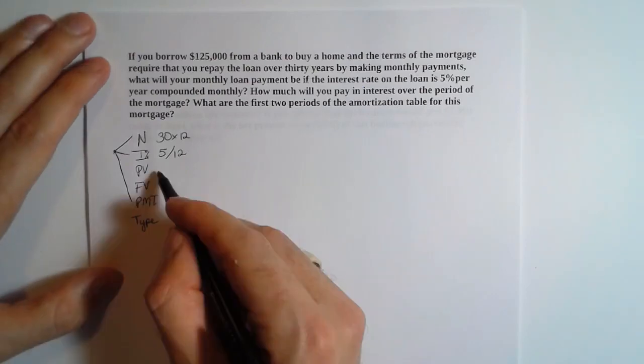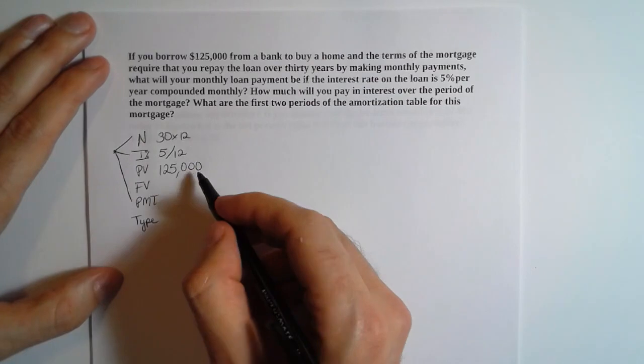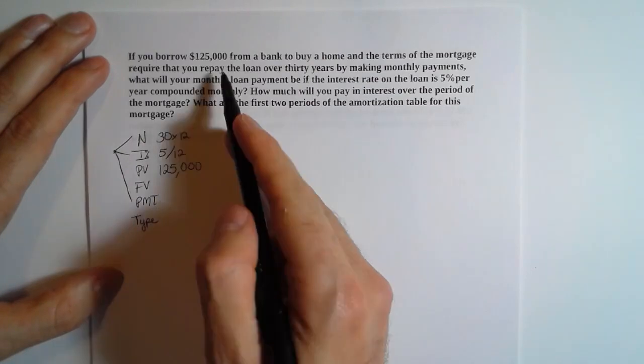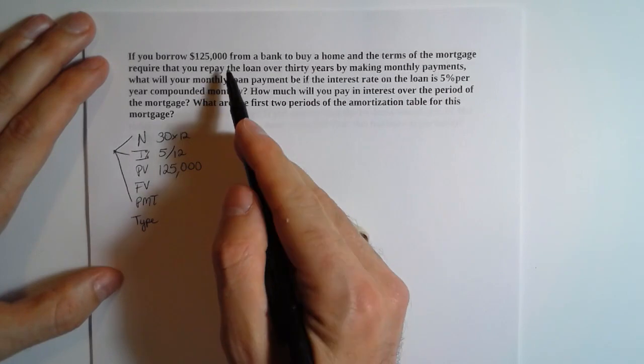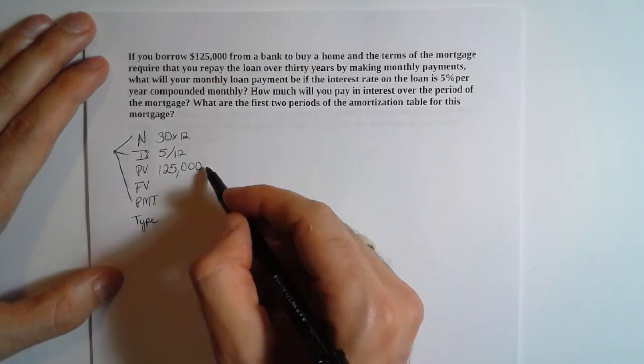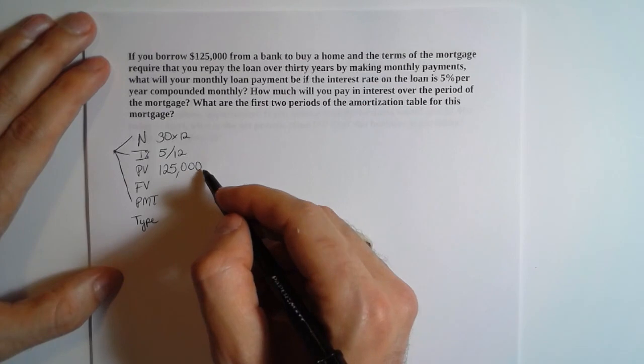Now for present value, the present value of this loan will be the $125,000. We'll put that in as a positive number because that's what the bank is handing you today. As far as your relationship to the bank is concerned, they just gave you $125,000. You in turn handed it over to whoever you bought the home from, but as far as your relationship with the bank is concerned, that's a positive cash flow to you of $125,000 today.